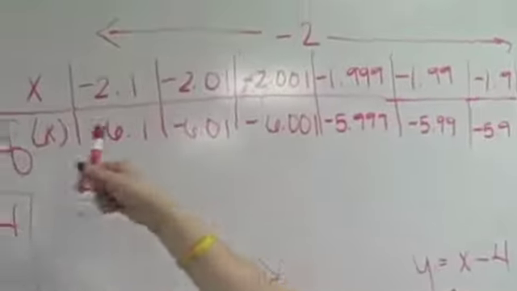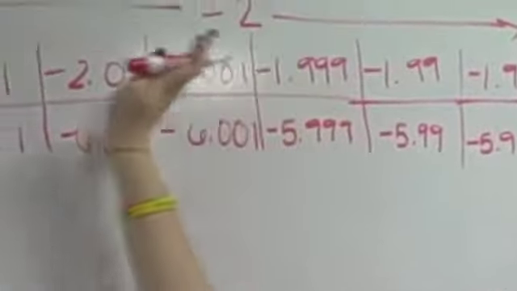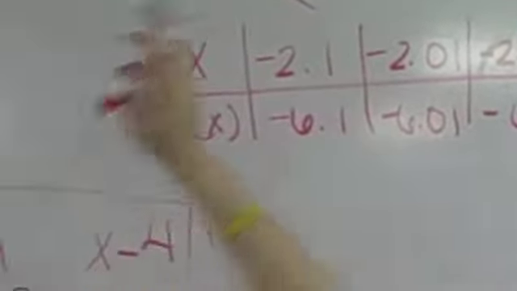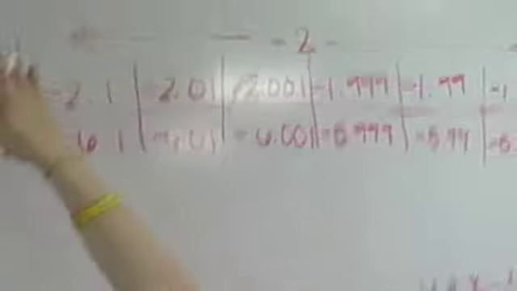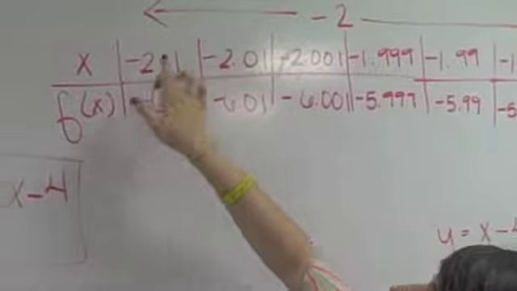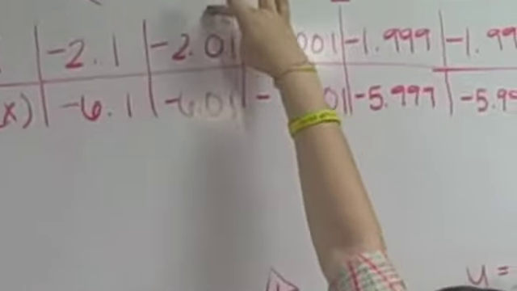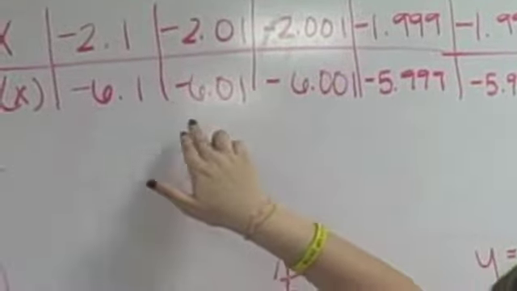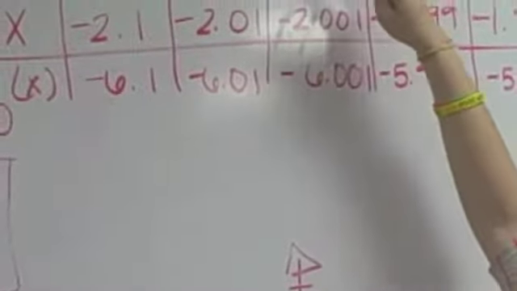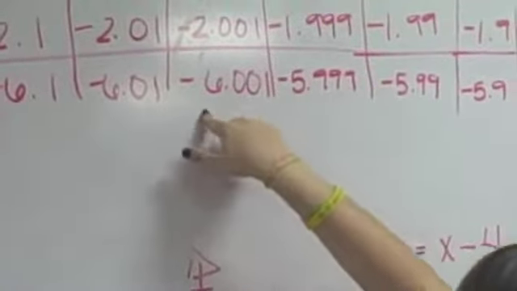Now, when we try to solve it numerically, I already filled out the numerical chart. We use values that are to the right of negative 2 and to the left of negative 2. And when we input our numbers, negative 2.1, it comes out to be negative 6.1. Input negative 2.01, output negative 6.01. Input negative 2.001, output is negative 6.001.